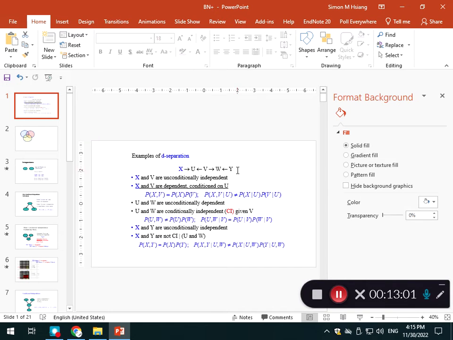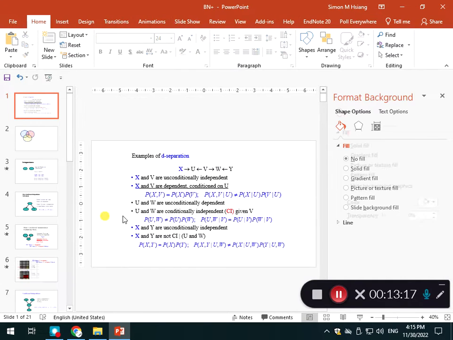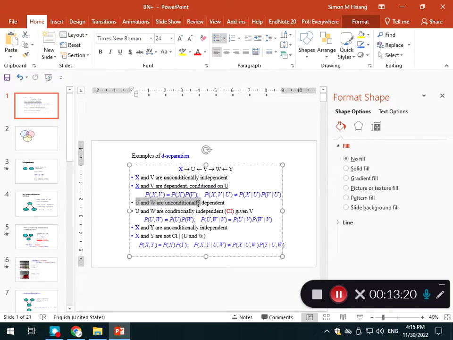So X coming down, Y coming down, V coming down to U and W. So V and X share the same child. V and W share the same child. Okay? So next, U and W. U and W, are they unconditionally dependent? U and W, are they unconditionally dependent? Are they dependent?